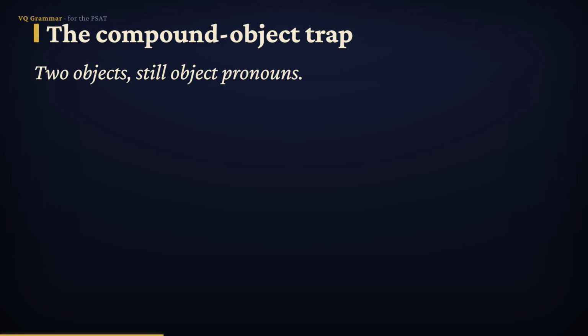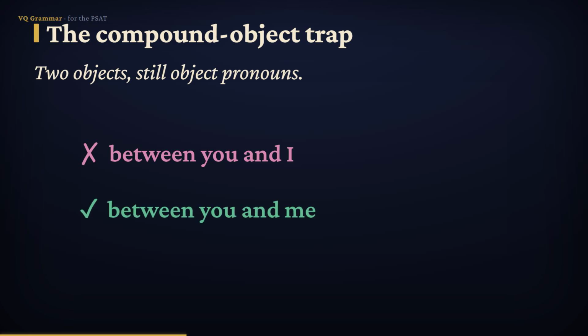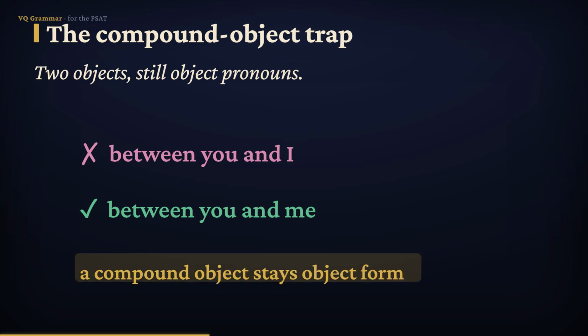A preposition can take a compound object, two things joined by and. Listen to this. Between you and I. It sounds fancy, but it's wrong. The correct phrase is between you and me. Adding a second person doesn't change the rule. The pronoun is still the object of between, so it stays in the object form, me, not I.